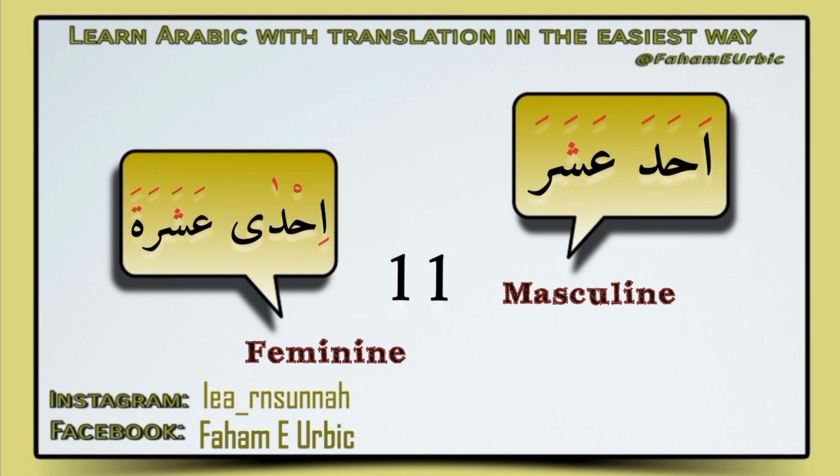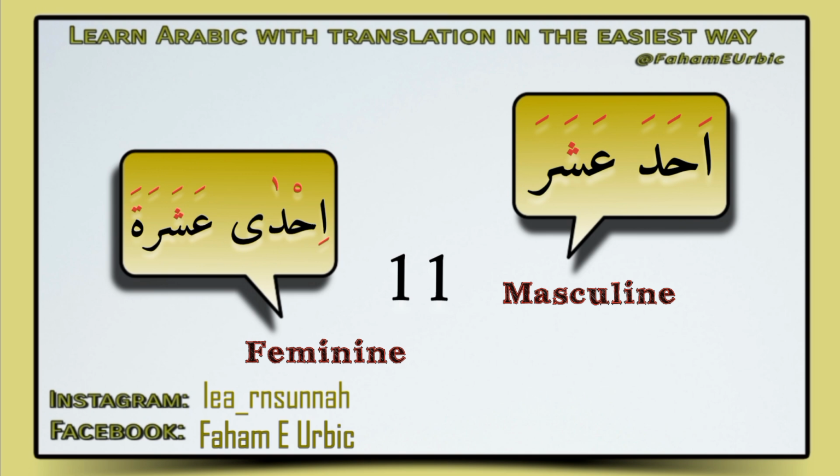For example, if Tameez comes in masculine form, then the number 11 will be أحد عشر. But if tamyiz comes in feminine form, then the number 11 will be إحدى عشرة.